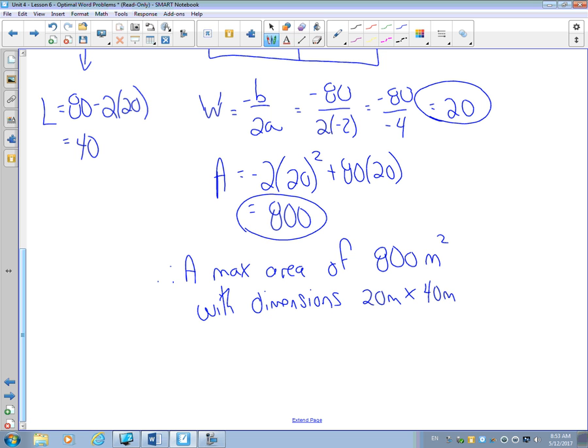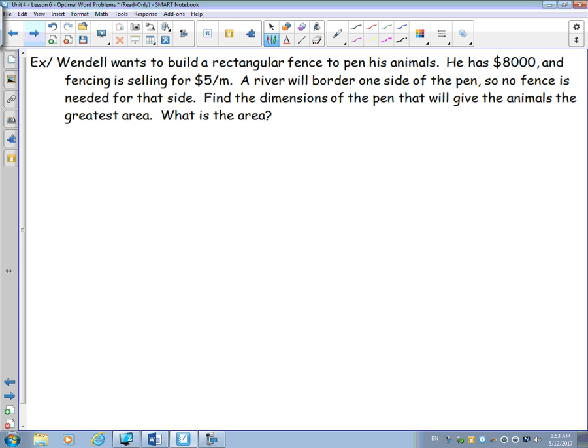Okay, last one. I get you guys to try it. Same kind of question. See if you can figure this one out. Wendell wants to build a rectangular fence to pen his animals. He has $8,000 and fence sells for $5 per meter. A river will border one side of the pen, so no fence is required to that side. Okay, so I got a river. And then I got fencing. Find the dimensions of the pen that give the animals the greatest area. And what is this area?